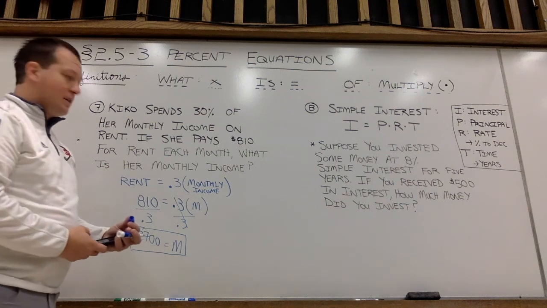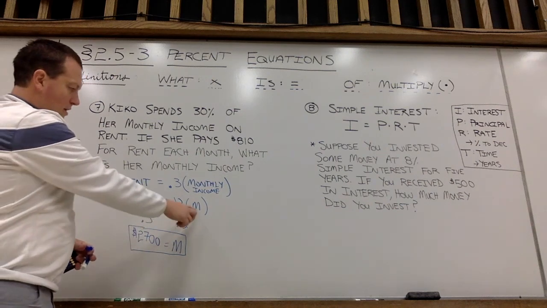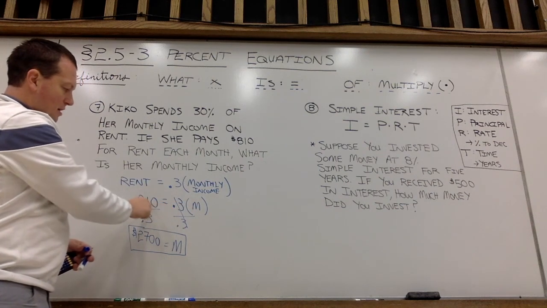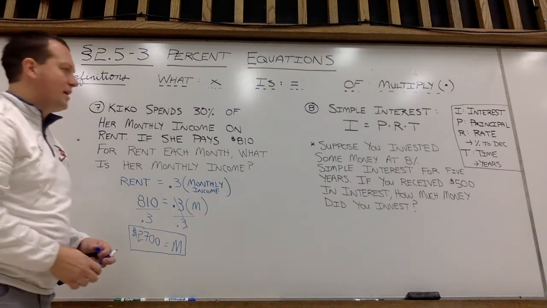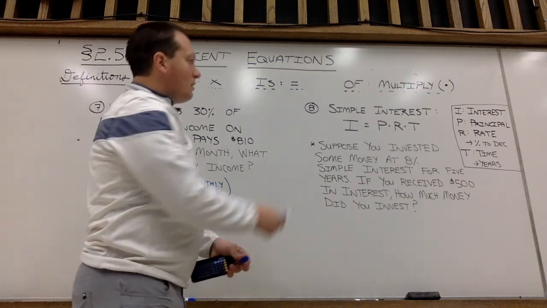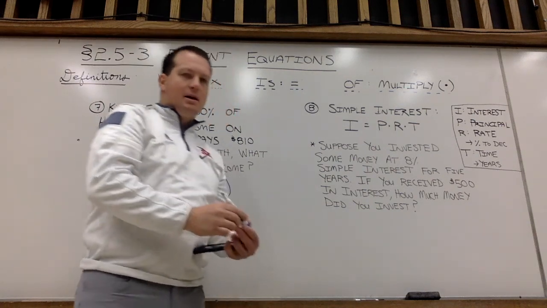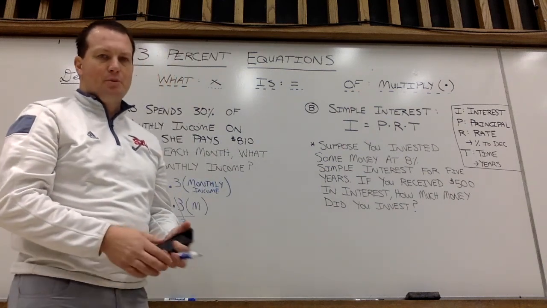And if you want to check that, you can always say, hey, is 2,700 times 0.3 equal to 810? And you will find that is true. Last example here, we have an application of simple interest.